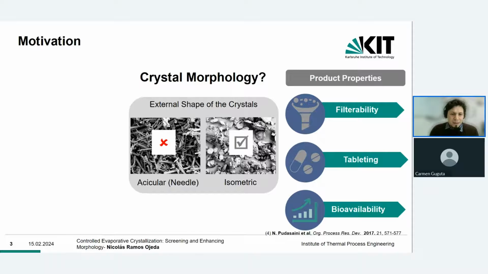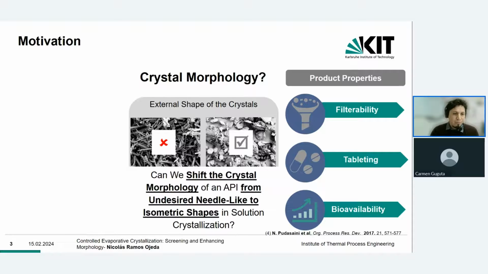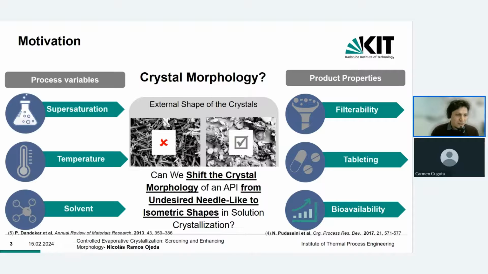And the typical question when someone is working with crystalline APIs is, how can we shift the crystal morphology from this undesired morphology to this one? Of course, there has been a lot of research over many years, in which we know that supersaturation, temperature, solvent choice, and other variables can impact the crystal morphology, and we can get better crystals.